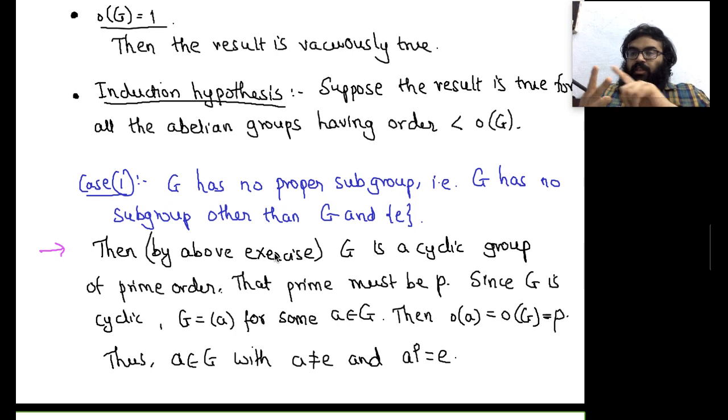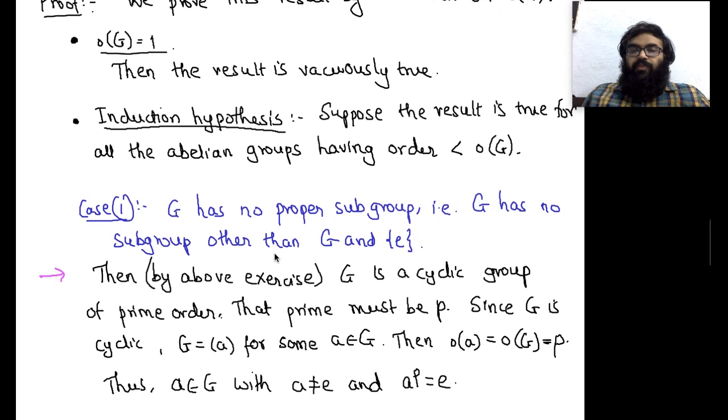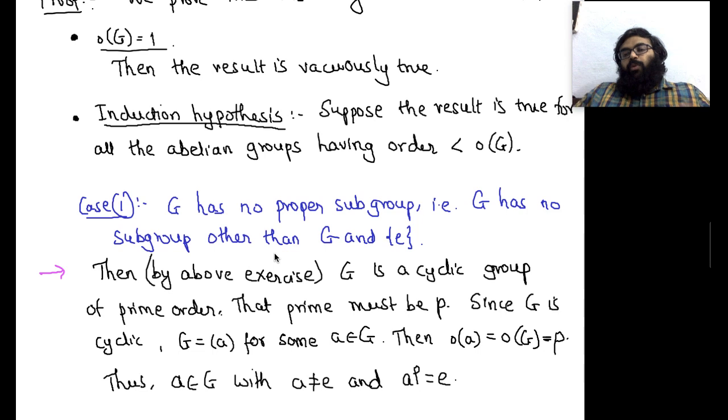Now there are 2 cases. One is that G has no proper subgroup, and the other is that G has a proper subgroup. With no proper subgroup, by the above exercise, G must be a cyclic group of prime order, and we have assumed in the statement that P divides the order of G, so the order of G must be that same prime P.